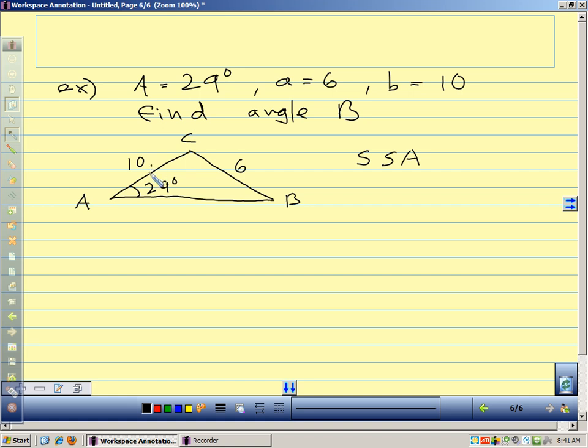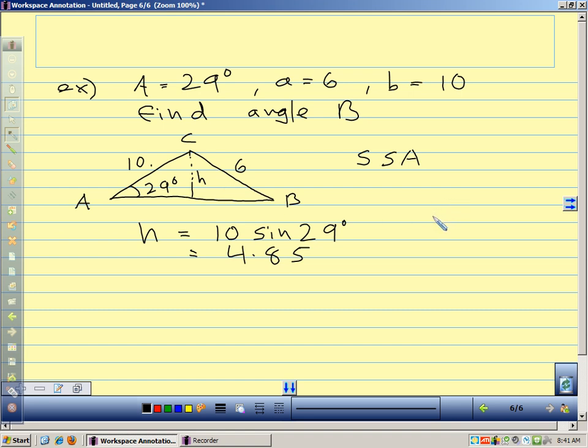So we need to see how it compares to the height to decide if we have no triangle or two possible triangles. So I'm going to sketch in my altitude, and its length is h. So let's calculate h. H is going to be 10 times the sine of 29 degrees. If we plug that into our calculator, we get about 4.85. So side A is smaller than side B, but it's still bigger than the height.